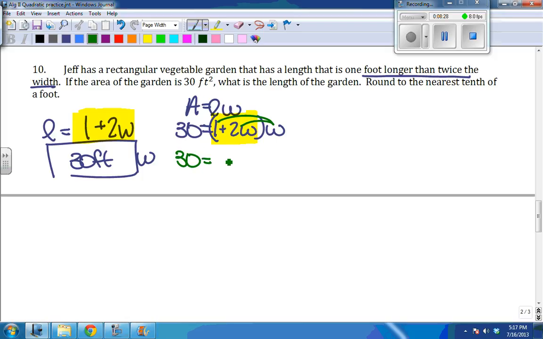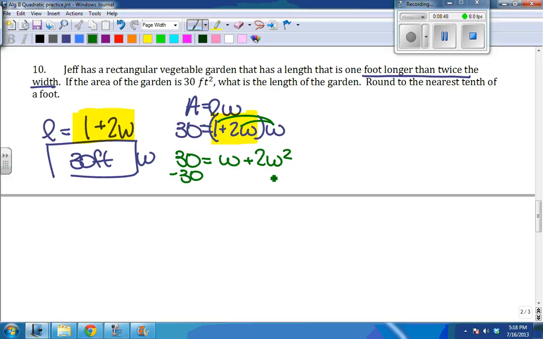So you've got w times 1, which is w, and you've got 2w times w, which is 2w squared. Now it's looking a bit more quadratic. I'm a bit more comfortable. Those parentheses are very important because if you don't put them, you won't know that's your entire length, and you won't know to distribute. I'm going to switch my 30 over.